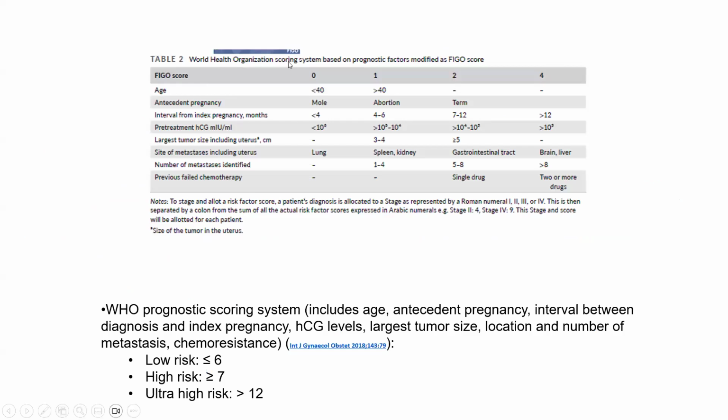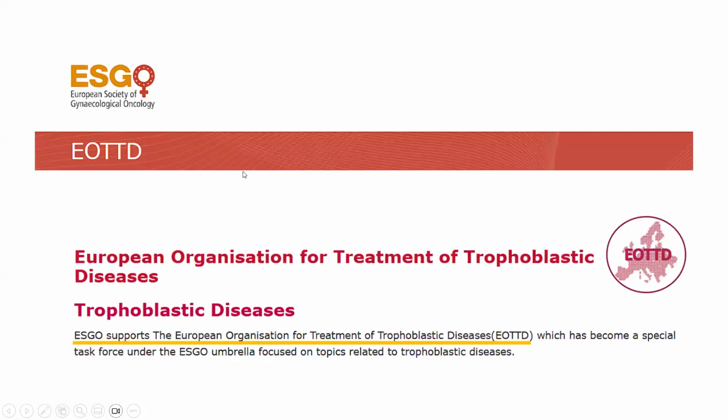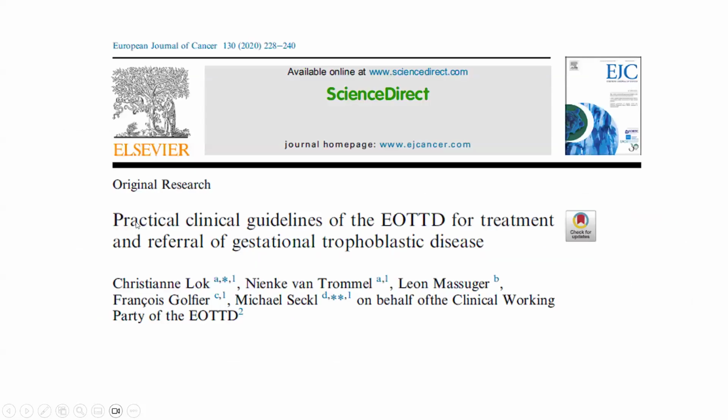Again, the WHO has a prognostic risk scoring system that the clinicians use for assessing whether the case is low risk, high risk, or ultra high risk to set the treatment plan. And finally, I would love to tell you something about the EOTTD. I told you that's the European Organization for Treatment of Trophoblastic Diseases, and I was so excited to tell you about it as I learned that ESGO supports the European organization, and you are an ESGO accredited center, so we had to mention this.